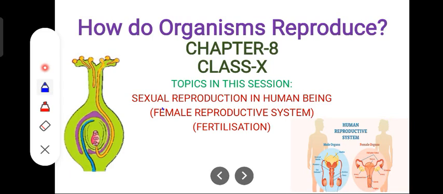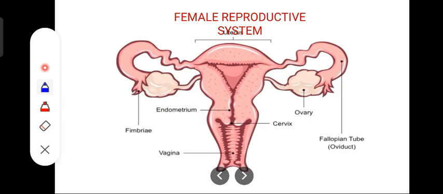Welcome children. We are discussing the chapter How do organisms reproduce. This is chapter 8 of class 10th science. So in our previous session we have discussed about the male reproductive system in human being. Today we will be discussing the female reproductive system and then the post fertilization events and fertilization. Okay, so let us start our discussion.